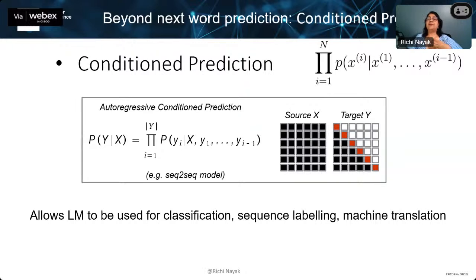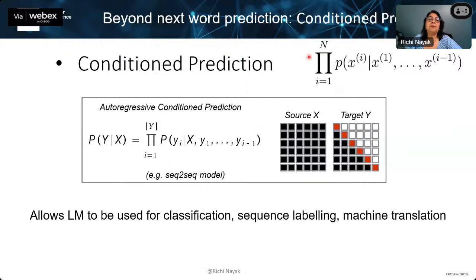So that was all about unconditioned prediction. We were doing the prediction task, next word prediction. Now look at conditional prediction. Now we have an input sequence X and some output sequence, and we are trying to predict the next word in the output label. It could be a single label problem or a multi-label problem, or it could be a translation problem.